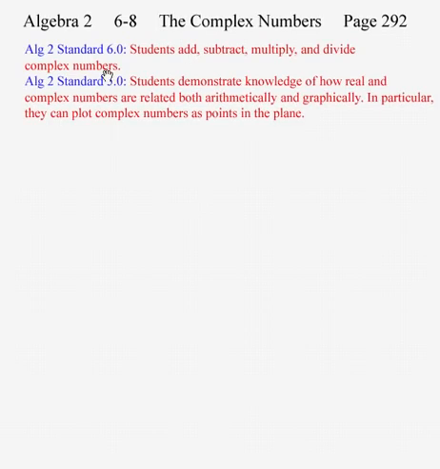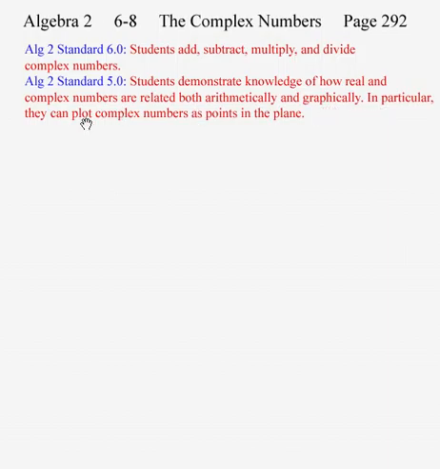In Chapter 6, Section 8, we talk about complex numbers, and we are now ready to delve into Standard 6 and Standard 5 from the California State Standards, and that's the students need to know how to add, subtract, multiply, and divide complex numbers. Obviously, we're going to have to tell you what that is first. And then you need to demonstrate knowledge of how real and complex numbers are related arithmetically and graphically. We're going to do that in this lesson.